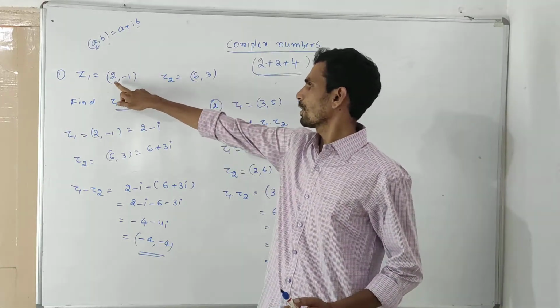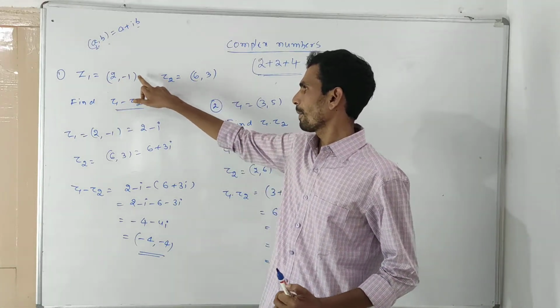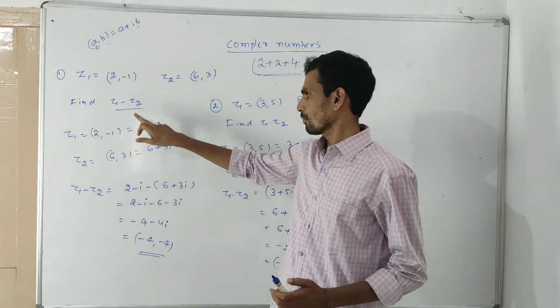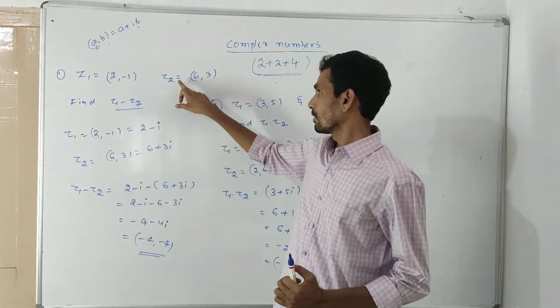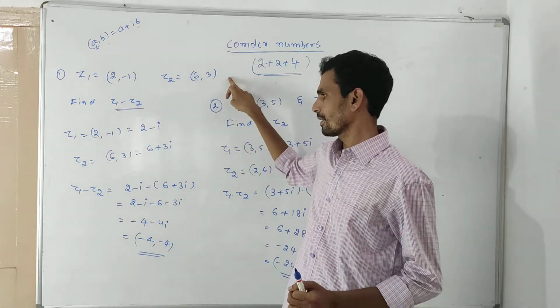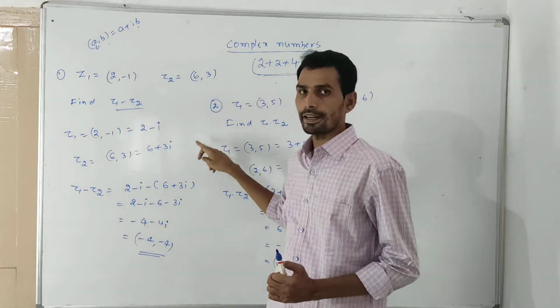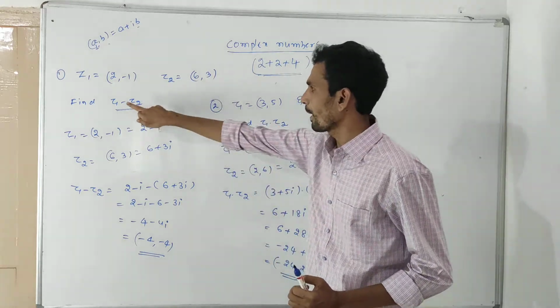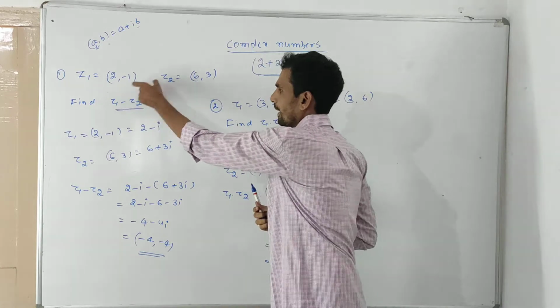First one, I give Z1 is equal to 2 comma -1. 2 comma -1 can be written as 2 minus i. Z2 is equal to 6 comma 3 is given. It can be written as 6 plus 3i. What do you want? Z1 minus Z2, first one minus second one.